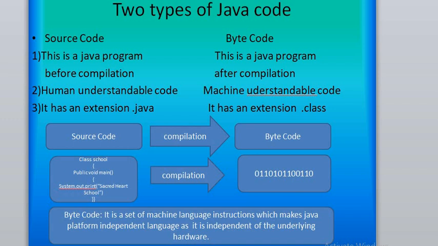So what is a bytecode? It is a set of machine language instructions which makes Java a platform independent language, as it is independent of the underlying hardware. Independent of the underlying hardware means the bytecode can work with 32-bit architecture or it can work with 64-bit architecture hardware.